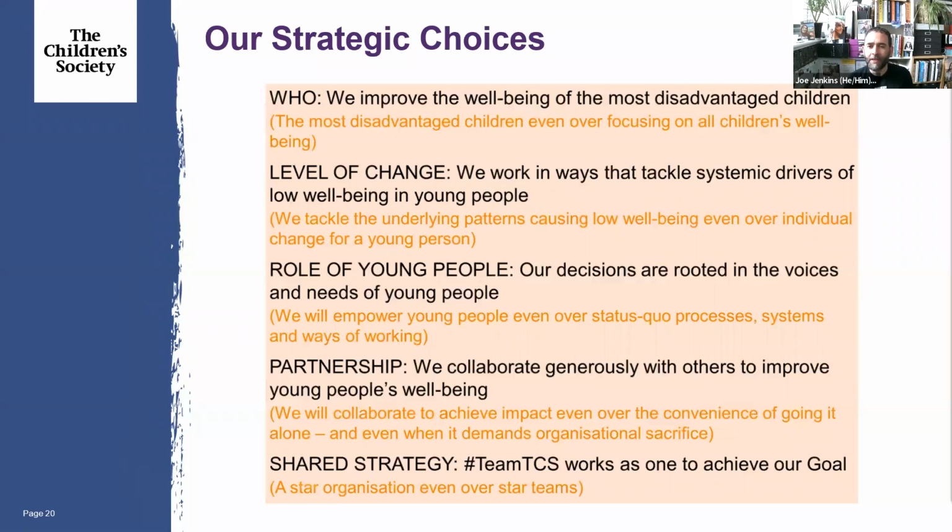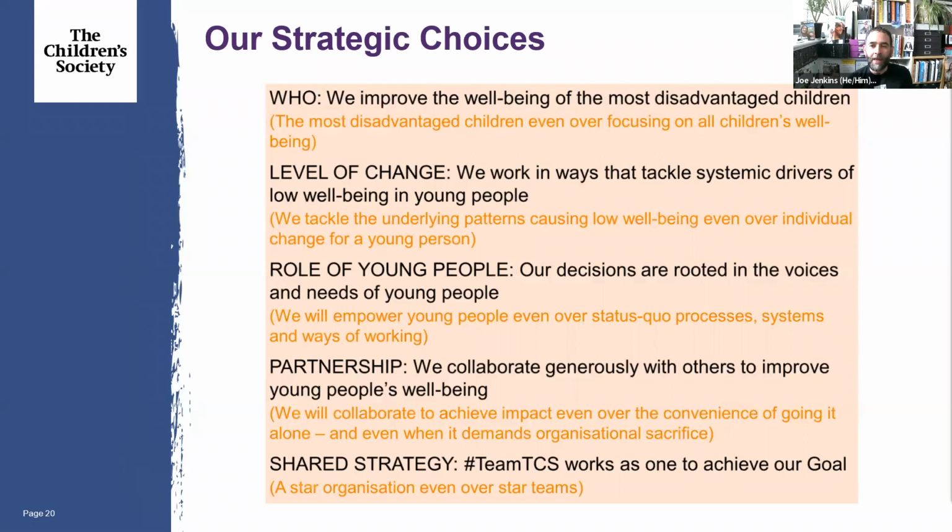And then the third choice was an internal challenge, because we have for 140 years valued the voices and needs of young people. It's in the DNA of the Children's Society. But what we said in the strategy moving forward is that we needed to make sure from governance, strategy to tactics, young people are at the heart of how decisions are made and their voices are influencing how we go about that, which means we need to empower young people even over status quo processes, systems and ways of working.